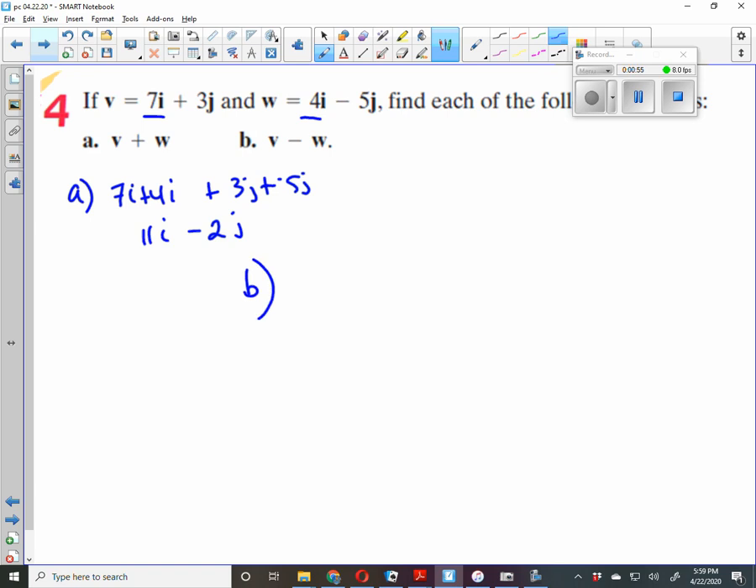Part B says subtract, so now we're literally taking the v, 7i minus 4i plus 3j minus a negative 5j, so minus the negative, right? This becomes 3i, and we end up with a plus, negative is plus, 8j. So that's addition and subtraction. Don't make that harder than it has to be.